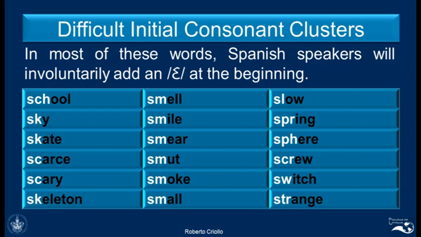And finally, the cluster with some other combinations such as slow, spring, sphere, screw, switch, and strange.